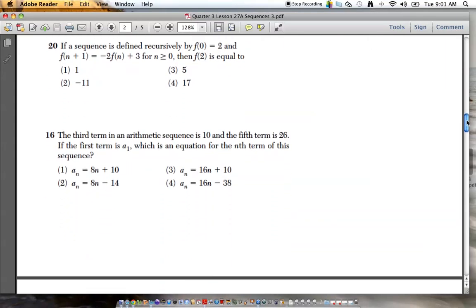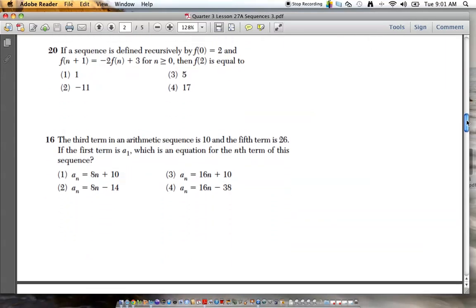Number 20. If a sequence is defined recursively by f of 0 is 2 and f of n plus 1 is blah, blah, blah, then f of 2 is equal to. Have fun. Thanks. Enjoy. Maya's decided that she's going to do this in her head. Well, we can't see it on our paper. Or she's decided she's not going to do it. That's the other possibility.